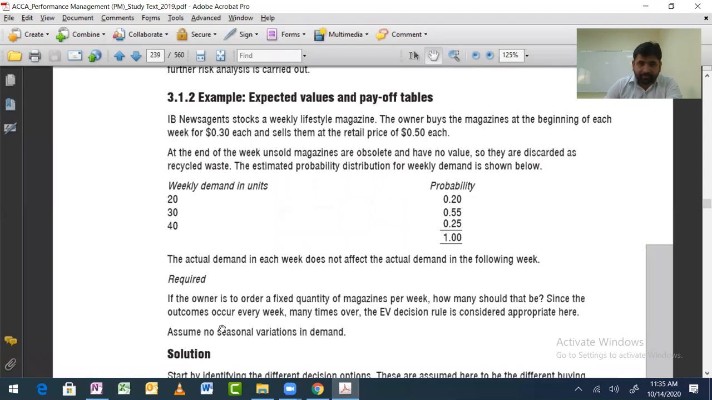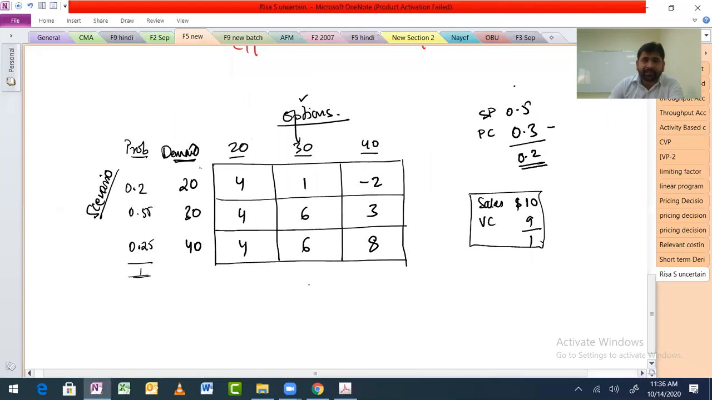Now what do they want? If the owner is to order a fixed quantity, how many should that be? Since the outcome occurs every week, many times over, the expected value decision rule is considered appropriate. So anybody trying to say anything? No, sir. Fine. So expected value is what we have to use, and now I think it is easy for you because you have the numbers and you have the probabilities.